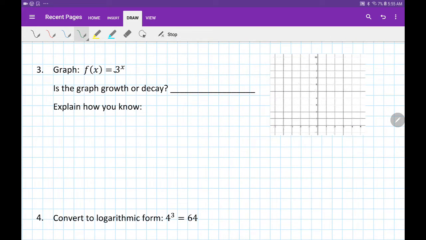Moving on to number 3. Okay, it says f of x equals 3 to the power of x. Is this growth or decay? I know that it's growth because I just have to look at the base. If the base is greater than 1, it's growth. And if the base is less than 1, it's decay. In this case, my base is 3, so I know it will be growth since that's greater than 1.